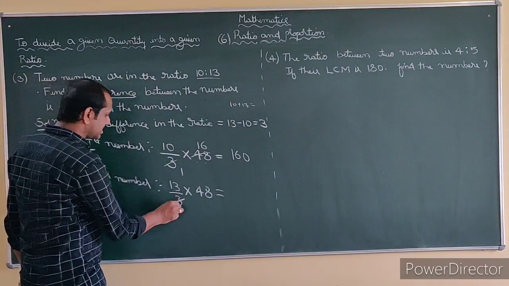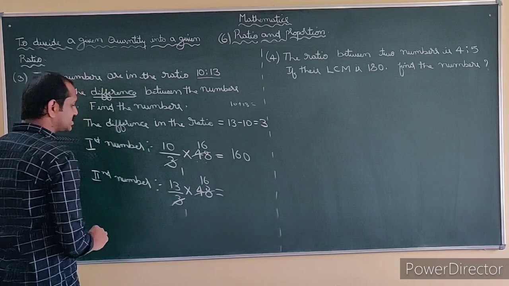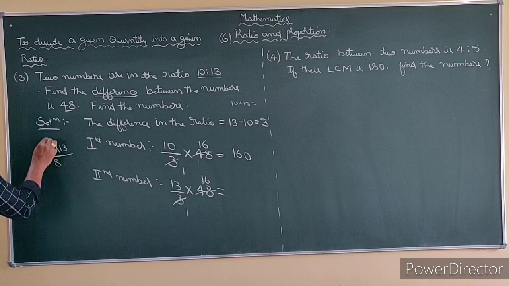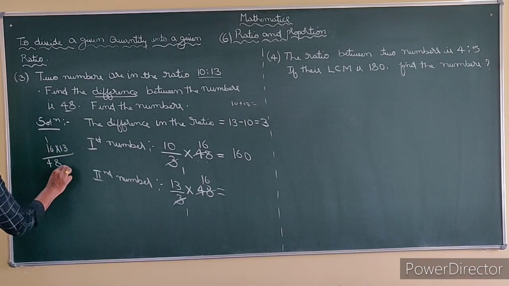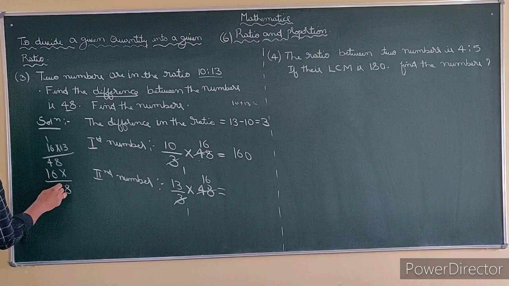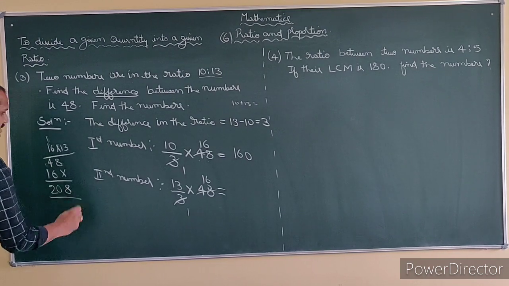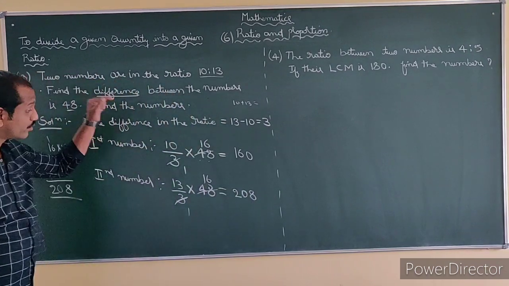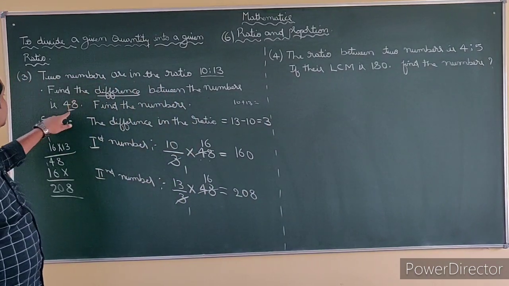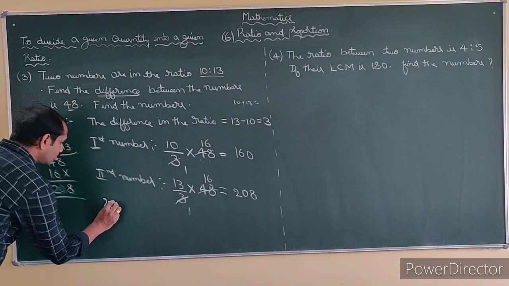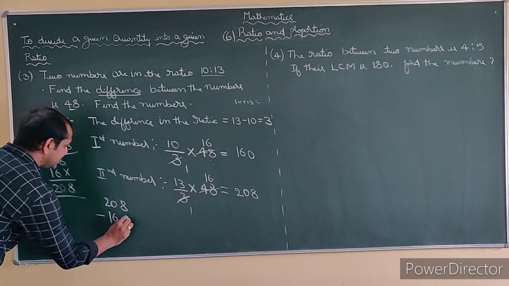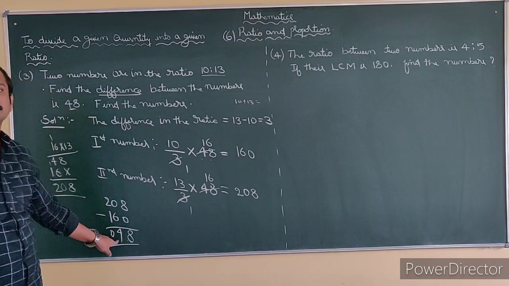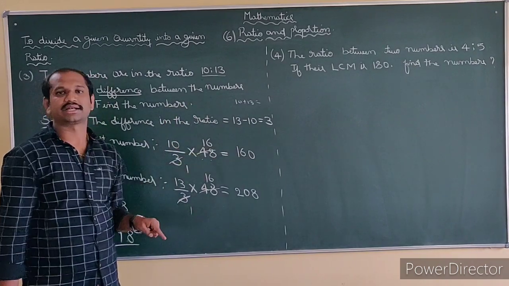Next, the second number: 3 ones are 3, so 16 into 13. 16 into 13 is 160 plus 48, which is 208. Now, whether you have done it properly or not, how to check? The difference is 48. So if you do 208 minus 160, we have got 48. So whatever we have done is perfectly right.